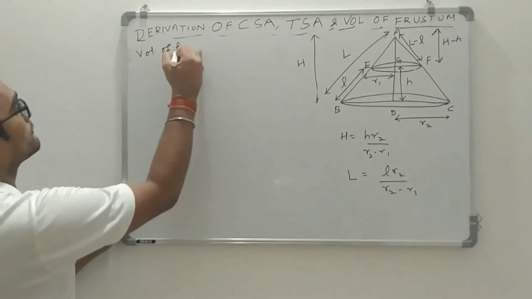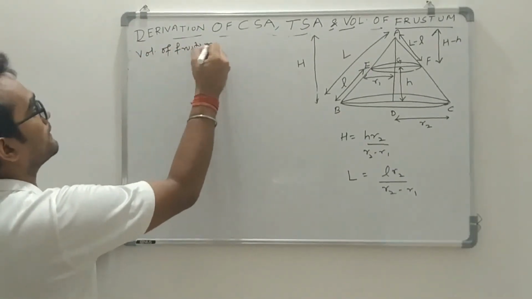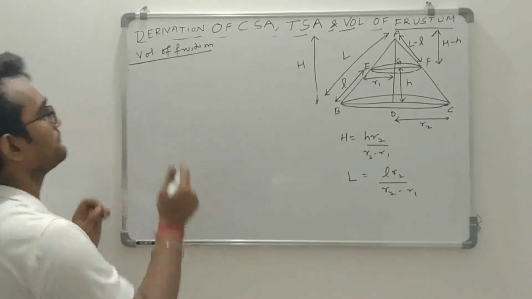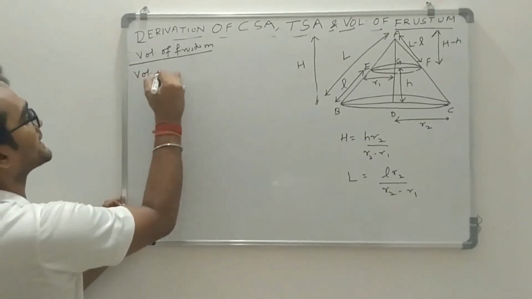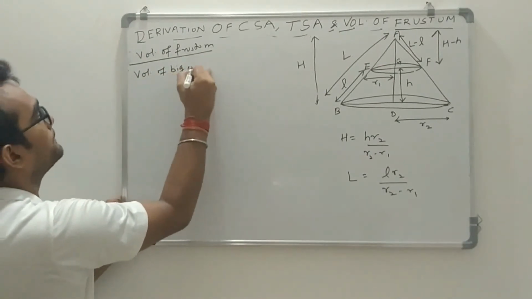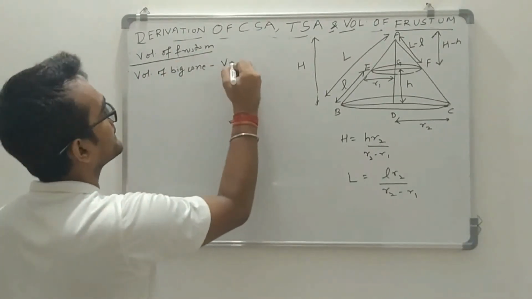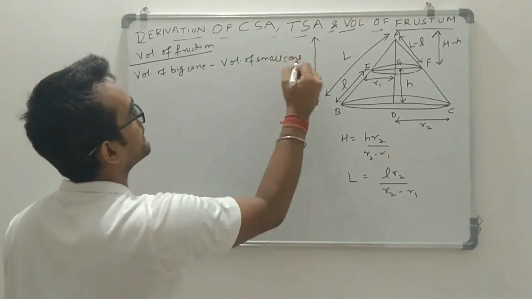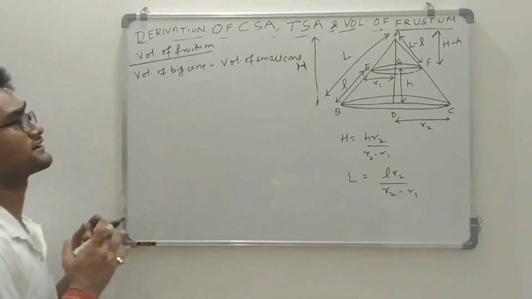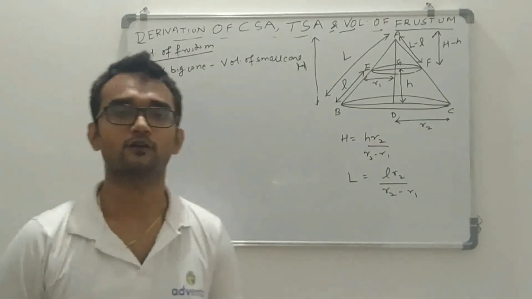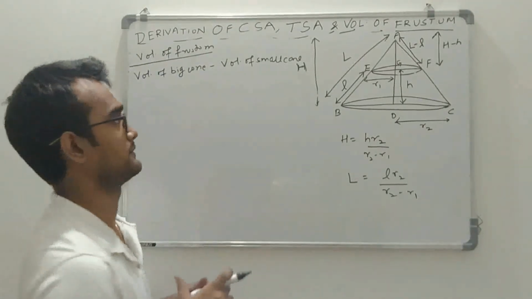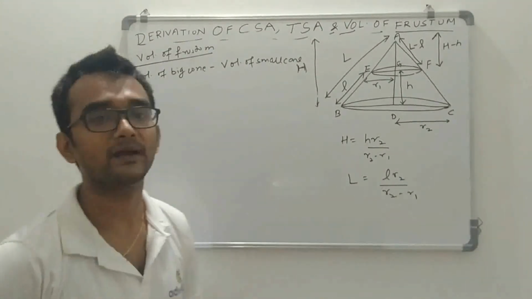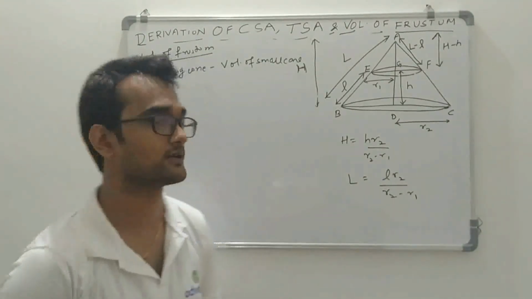Volume of frustum. Volume of frustum can be derived by taking the difference of the volume of the big cone and the volume of the small cone, just as we derived the formula of curved surface area of frustum. The volume of a right circular cone is 1 by 3 pi r square h.